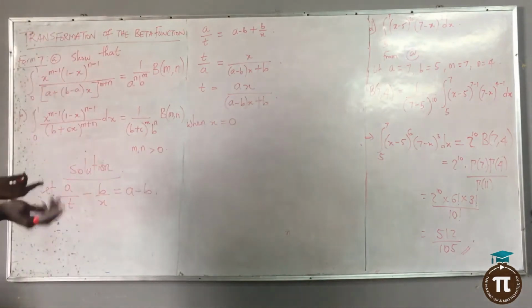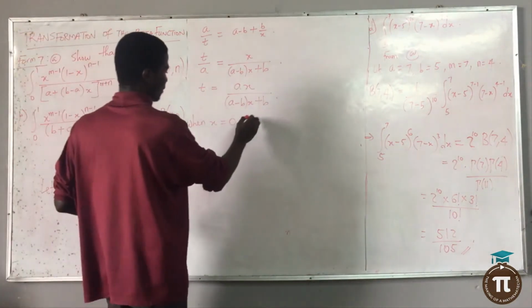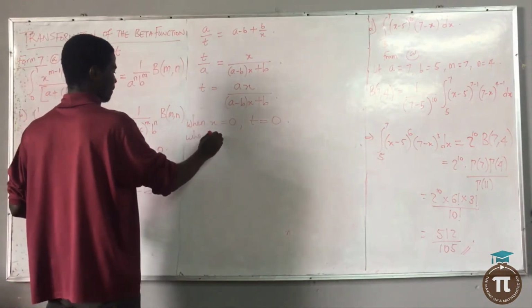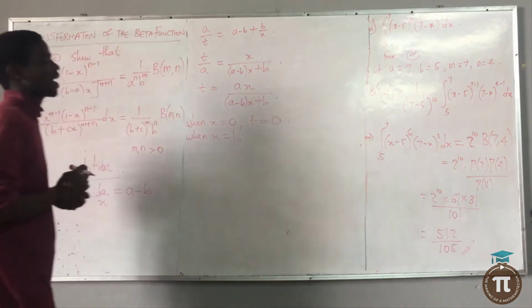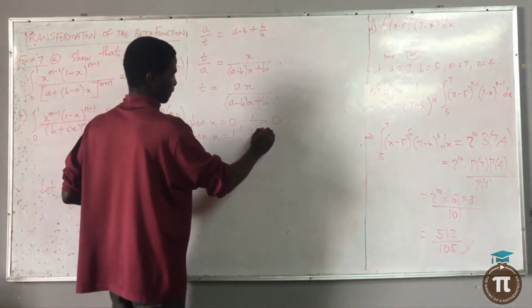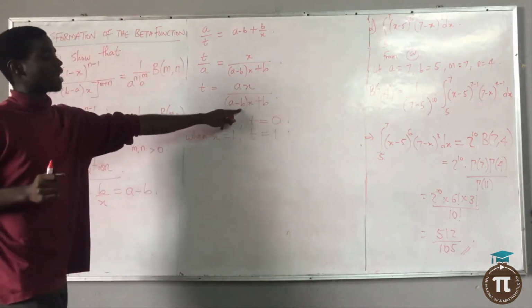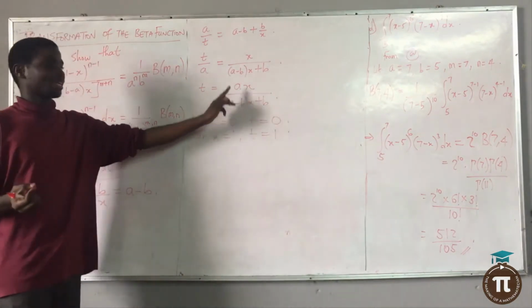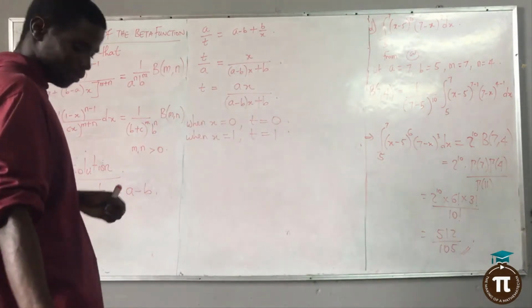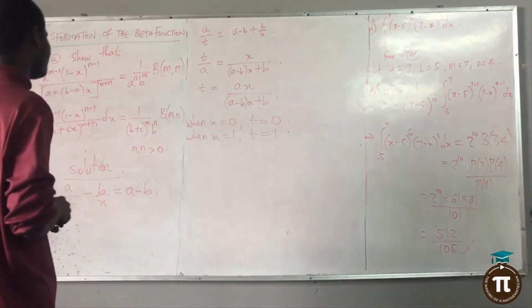When s is 0, t will be 0, obviously. And when s is 1, t will be 1. This one will be a minus b plus b, which will give me a. a over a will give 1. So now I am left with differentiating.